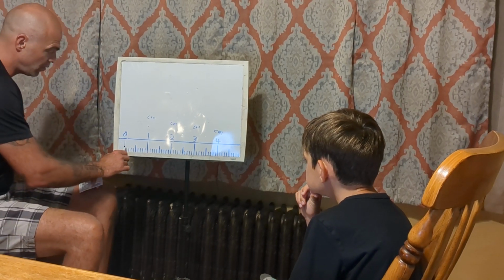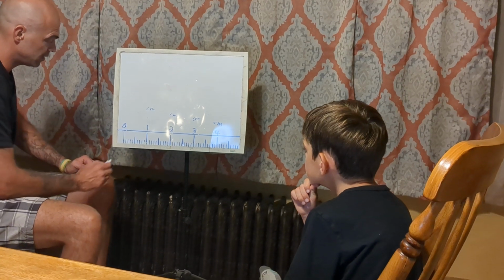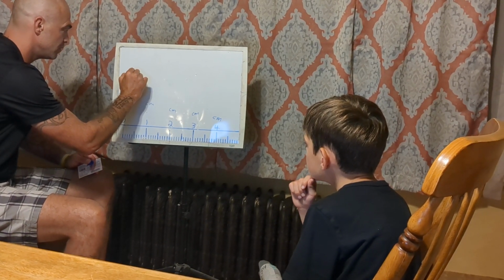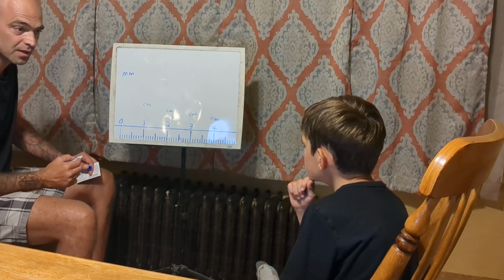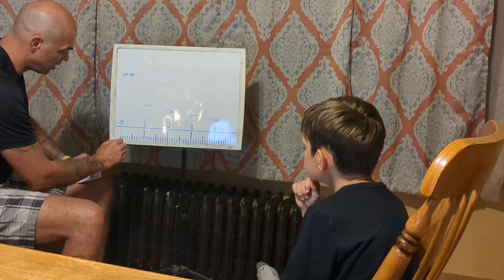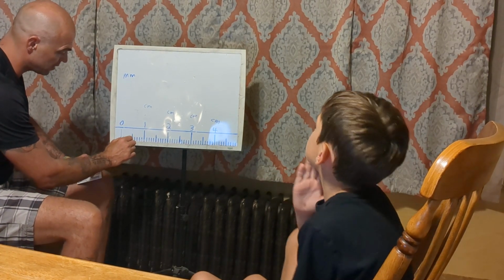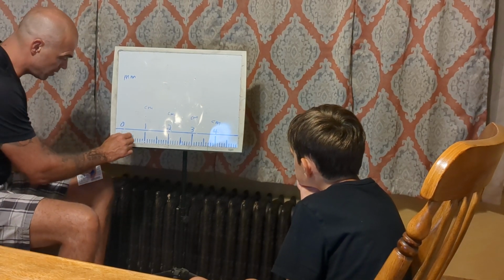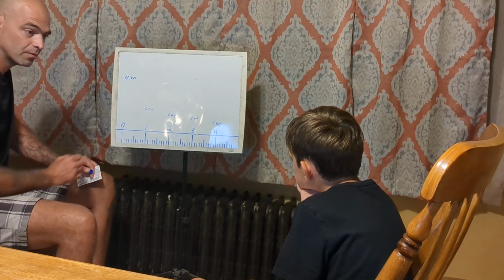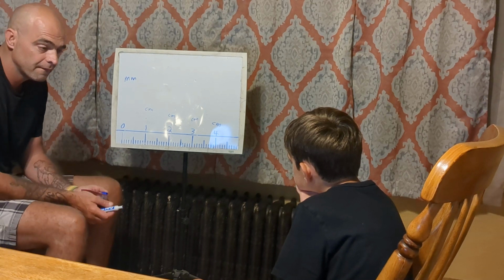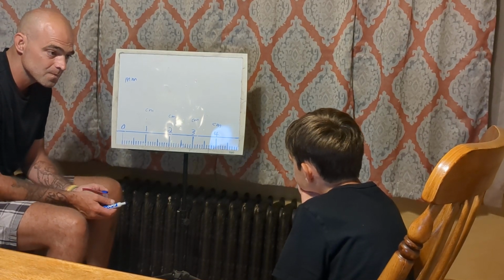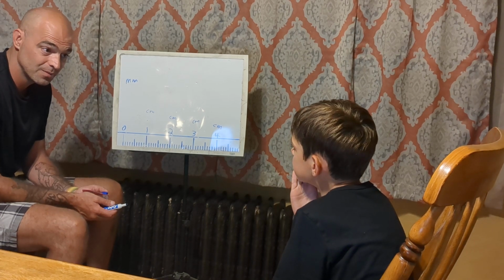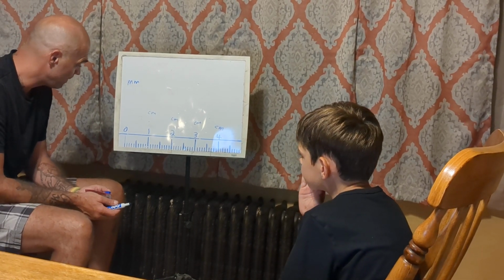Okay, so what if we name these little guys? Let's call the little ones millimeters. We'll do it like this for millimeter. That's the little guys. Okay? So now how many millimeters do you think this is? This mark right here, this halfway point. What do you think that is? 5. 5 what? 5 millimeters. Yeah, 5 millimeters.